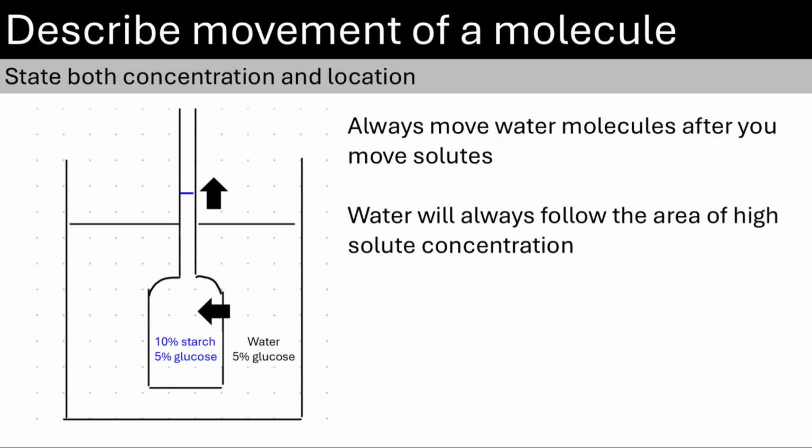Water molecules follow the area of high solute concentration. There is a much higher solute concentration inside of the dialysis bag, which is 15%, than outside, which contains 5% solute. Note that starch and glucose are both solutes, so the combined solute concentration, 10% and 5%, will become 15% in the dialysis bag. As a result, water molecules will enter the dialysis bag, and it will gain water, so the solution level inside the bag and glass tubing will start to rise.